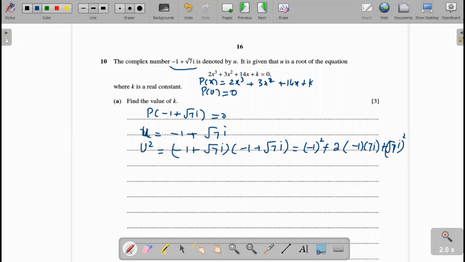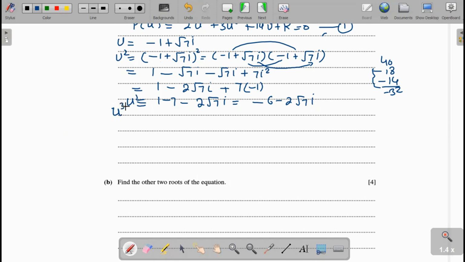Now we get 1 minus 7, and i squared is equal to -1, therefore that can be written as -7, and we get -6 minus 2 root 7i. So this is u squared. Now next we find u cubed.